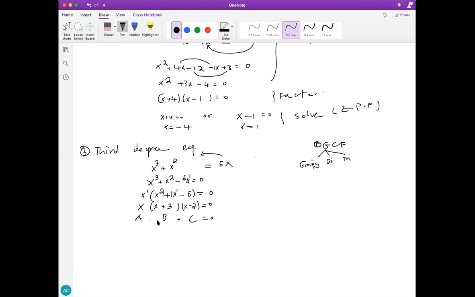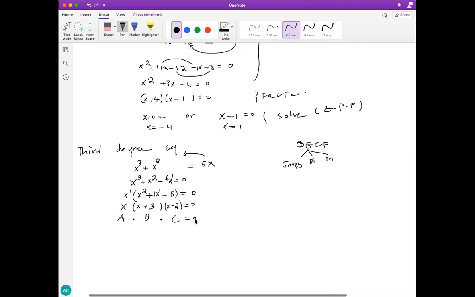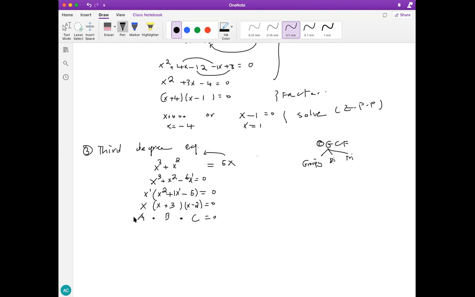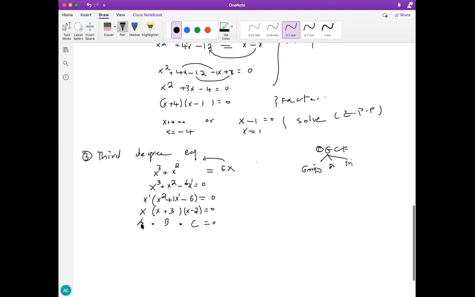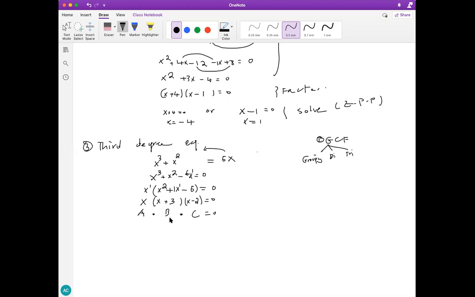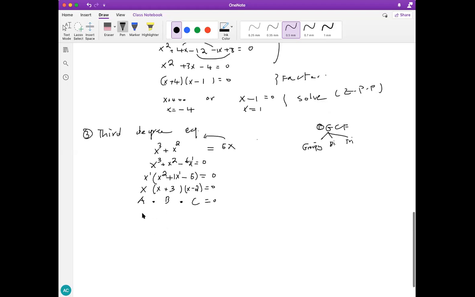Again, we can use the zero product property. When two or more things are multiplied and the product is 0, what does that mean about the values of A, B, C? Could be each equals 0, or at least one of them is 0. If A is 0, it's going to make all of this 0. If B is 0, everything is 0. So at least one of them is 0. It could be A is 0, or B is 0, or C is 0, or all at the same time, or maybe two of them are 0, but at least one of them has to be 0.